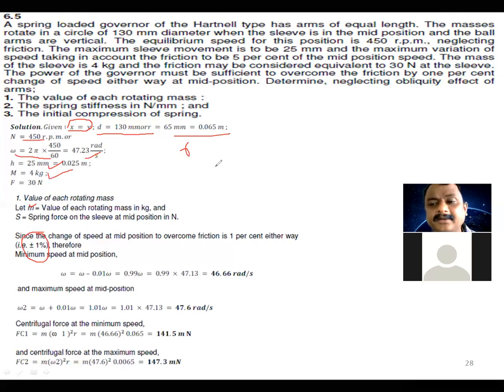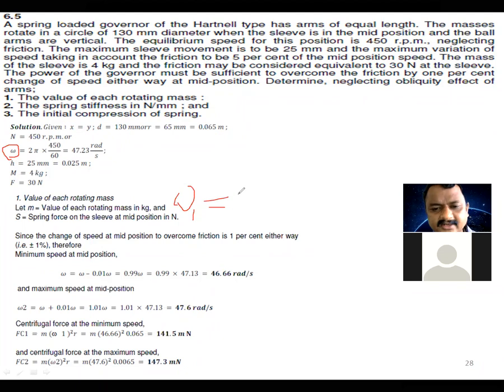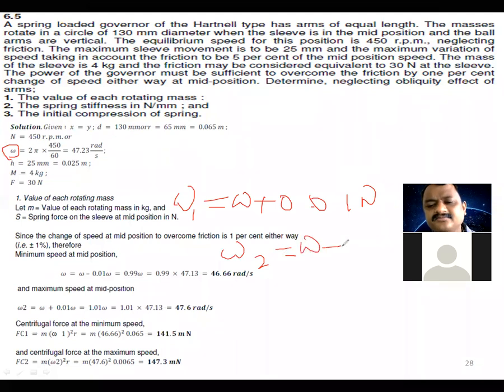Mass of the sleeve is given, capital M is given here. Therefore, write down that also. Friction is given, 30 Newton. You have to write out that also. Then calculate the value of omega. For 1% speed change, you have to add: omega 1, that is the new speed, will be equal to the old omega plus 1% of the original speed, 0.01 omega. And omega 2, if I am supposed to find it, then I have to decrease the minimum speed, I have to subtract here, and for maximum speed I have to add 0.01 omega. That's what is done here in this case.